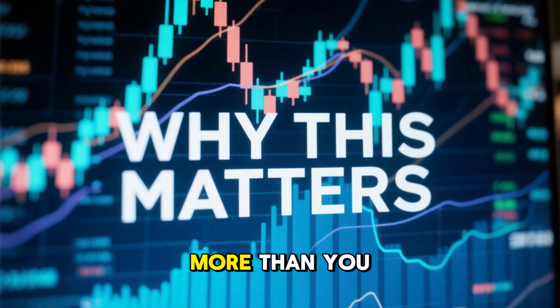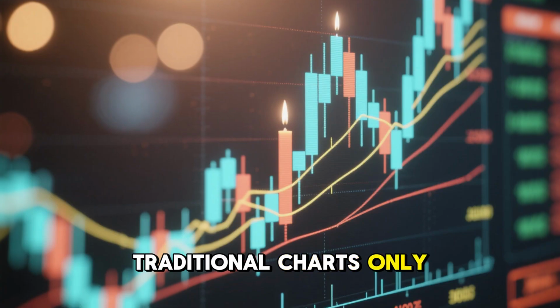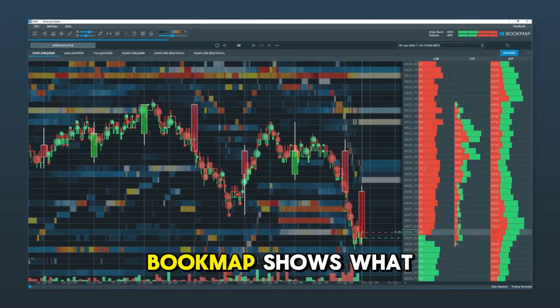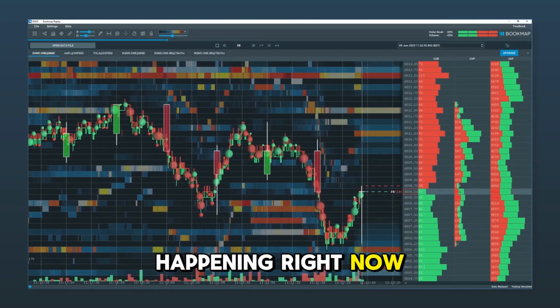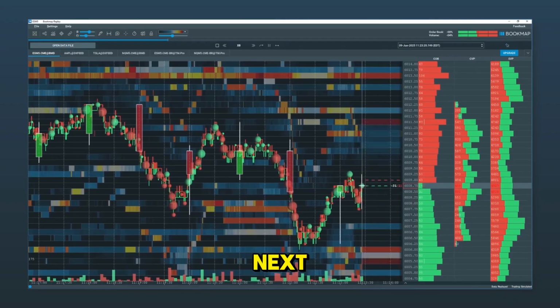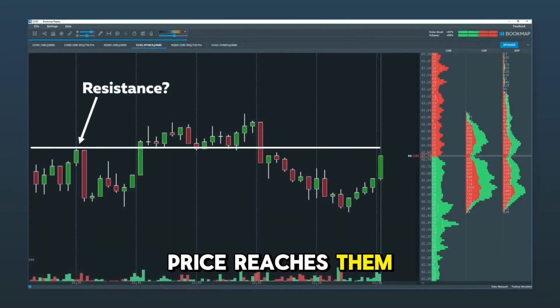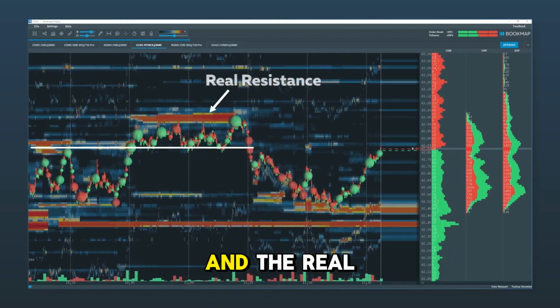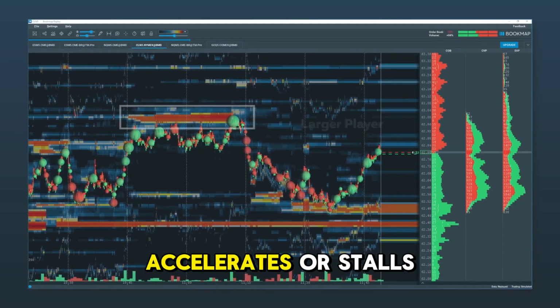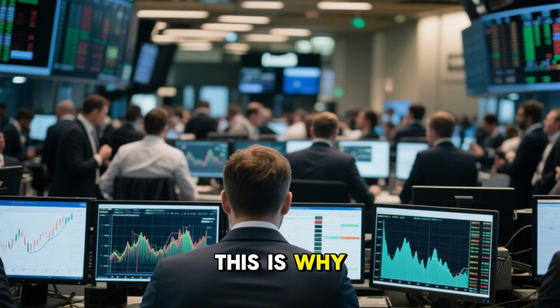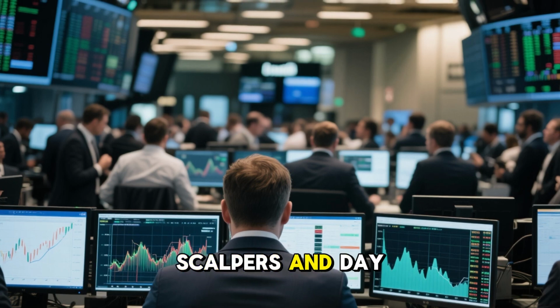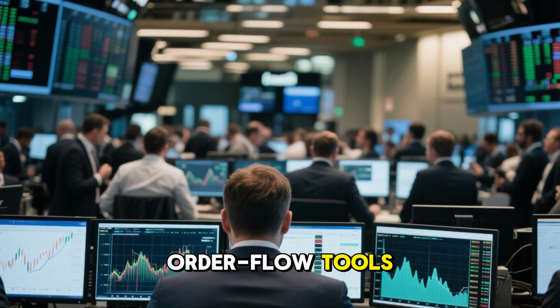Why this matters more than you think. Traditional charts only show what already happened. Bookmap shows what is happening right now and where price is likely to react next. You see liquidity walls before price reaches them, trap zones before reversals, and the real reason price suddenly accelerates or stalls. This is why so many professional scalpers and day traders rely on order flow tools.